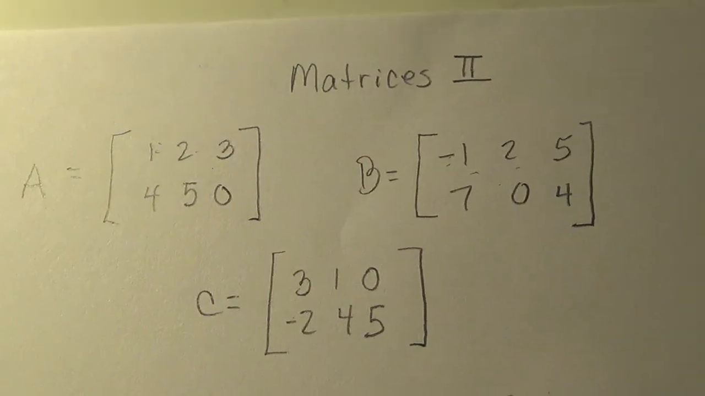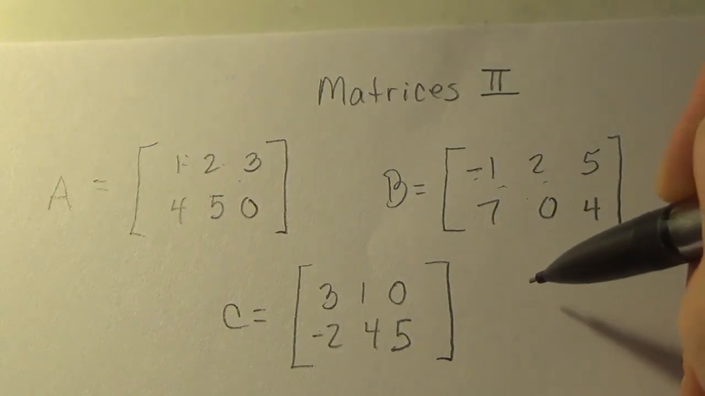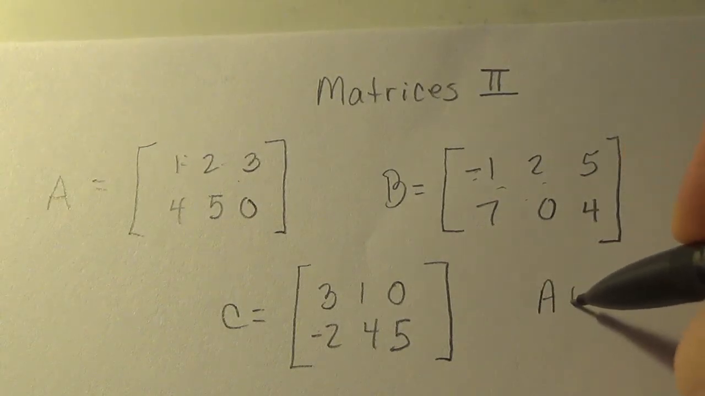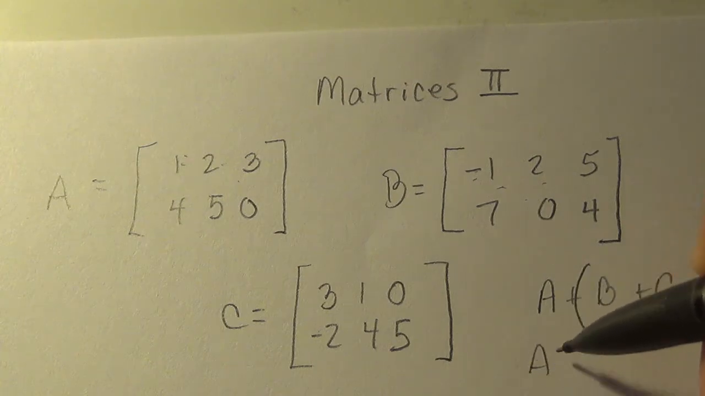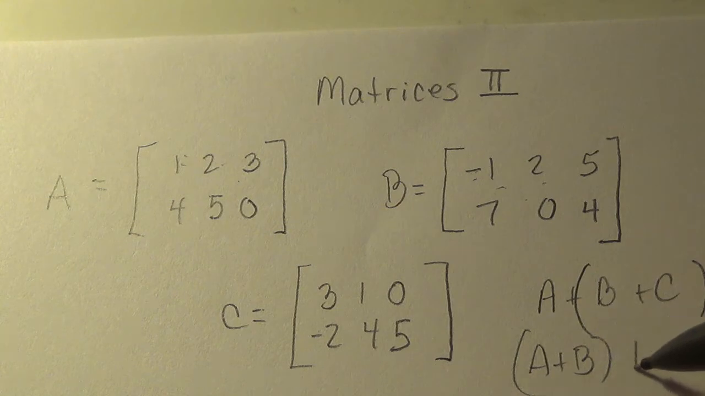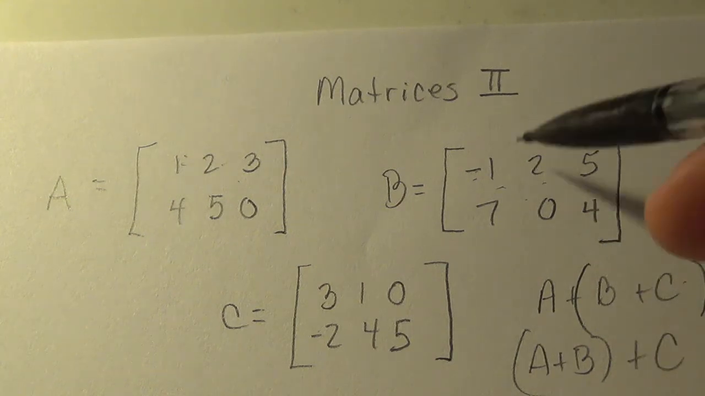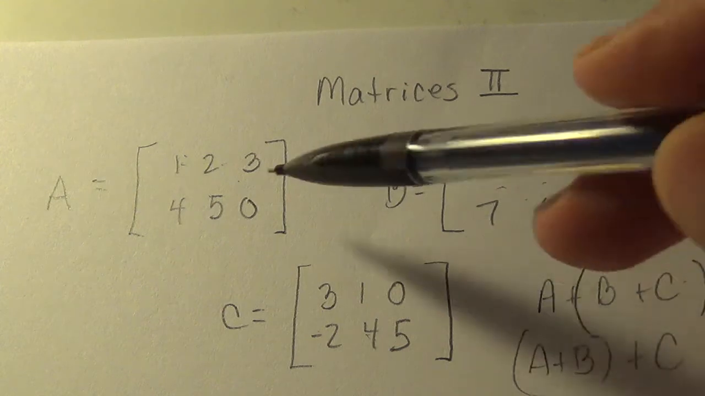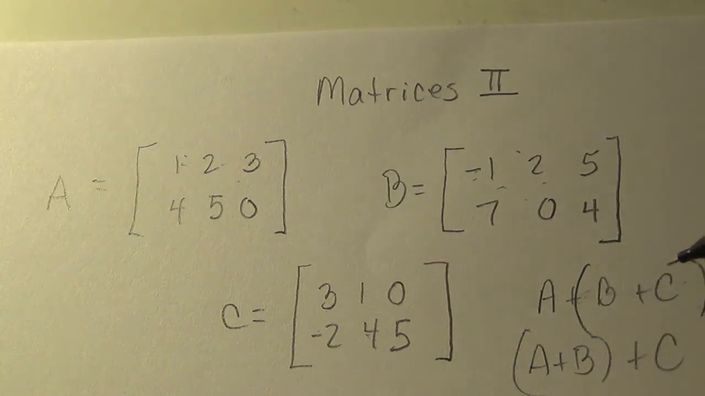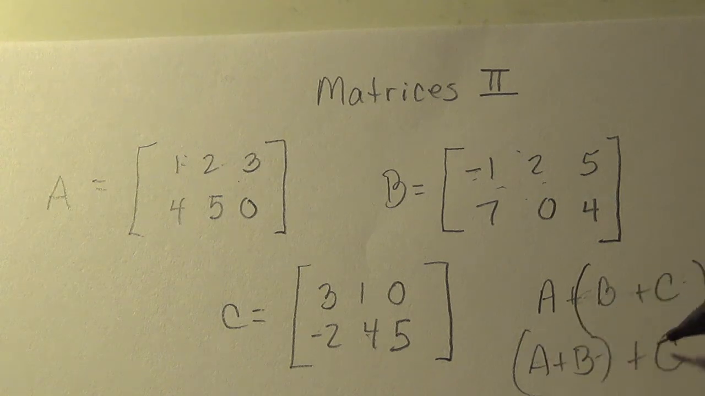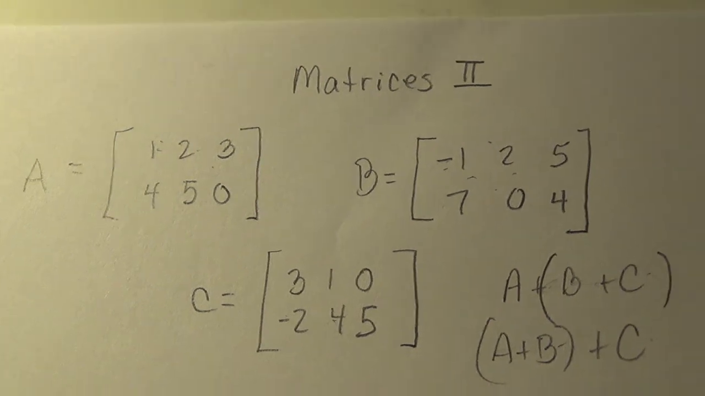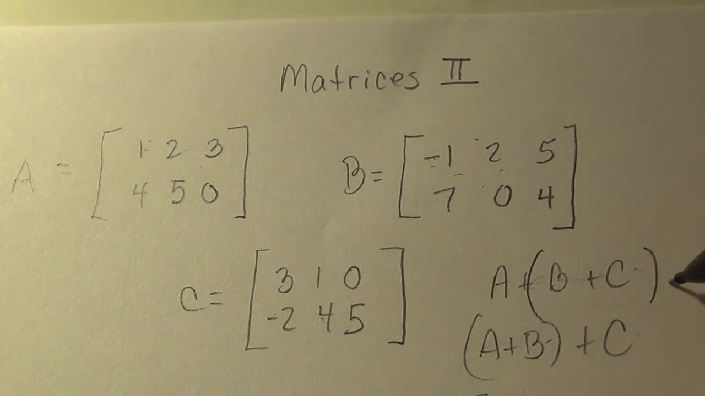I'll try to keep these three in the screen. It turns out that matrices follow this principle as well. If you add A plus B plus C in this order, and you add them in this order, so this means I add B plus C first, and then take that result and add it to A. So this is do me first. And this one is do me first. So you do A plus B first, get that result and add it to C. You will find that these are equal. And that is called the associative property for addition.